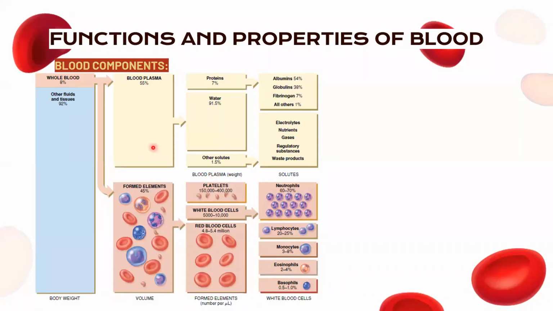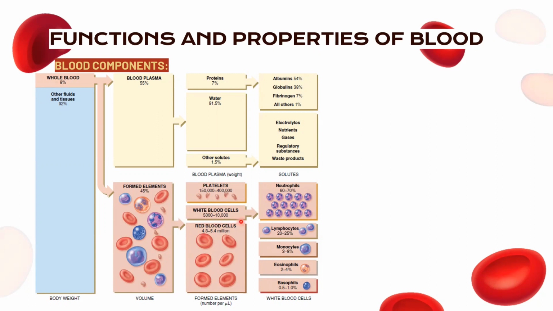Here are the different blood components. Whole blood and other fluid and tissues of the body. Whole blood has blood plasma and formed elements. Blood plasma is 55% and the formed elements constitute 45%. Blood plasma has water, proteins, and other solutes. Formed elements include the different cells in the blood, including your platelets, white blood cells, and red blood cells. Your platelets or thrombocytes, white blood cells also called leukocytes, and red blood cells, erythrocytes.